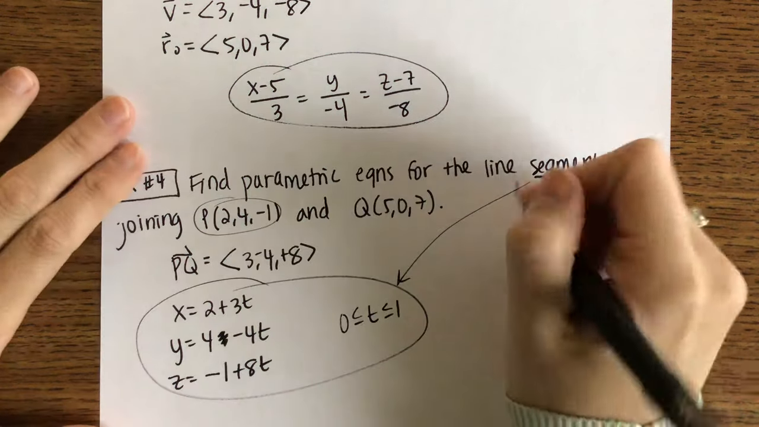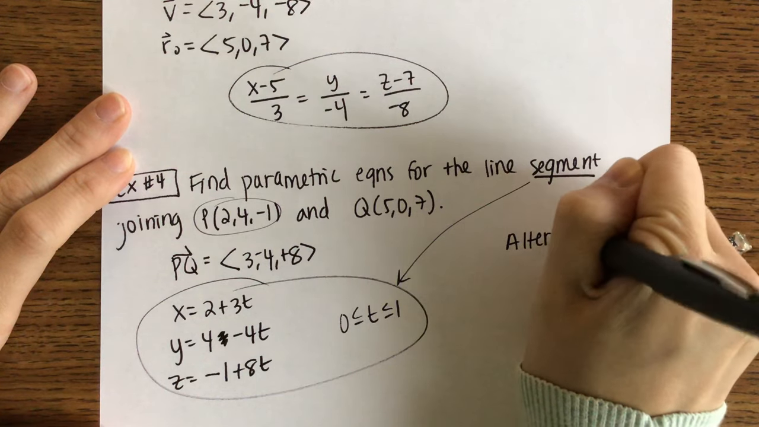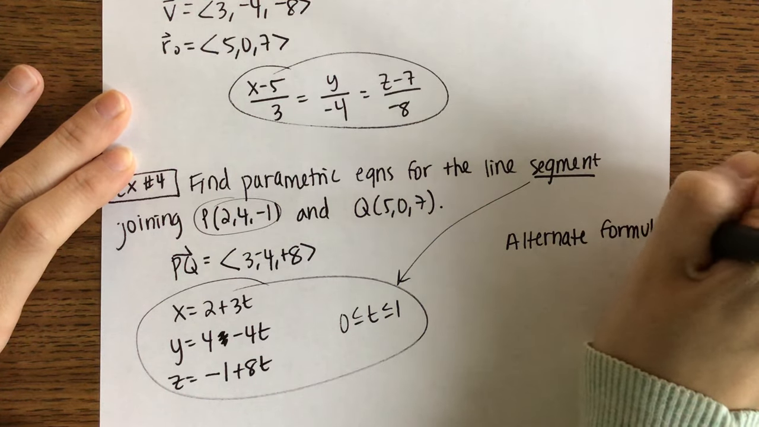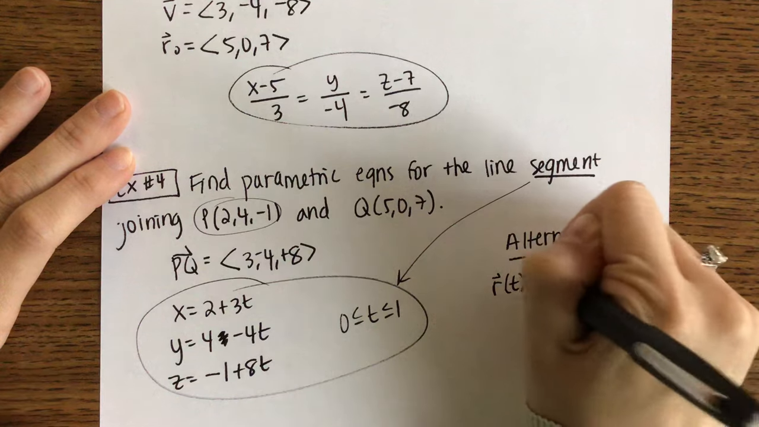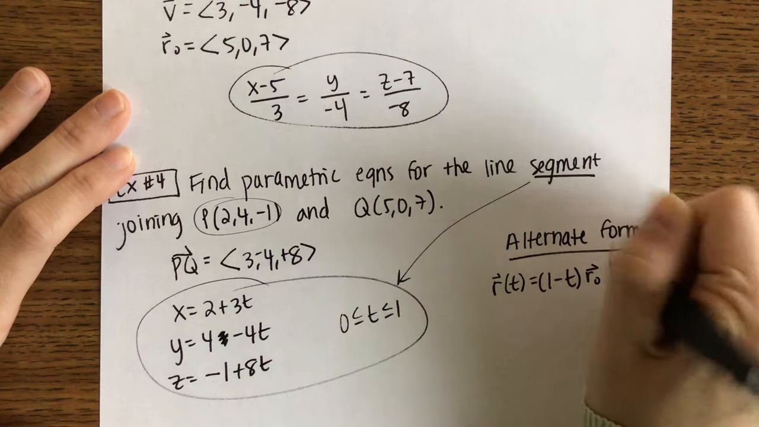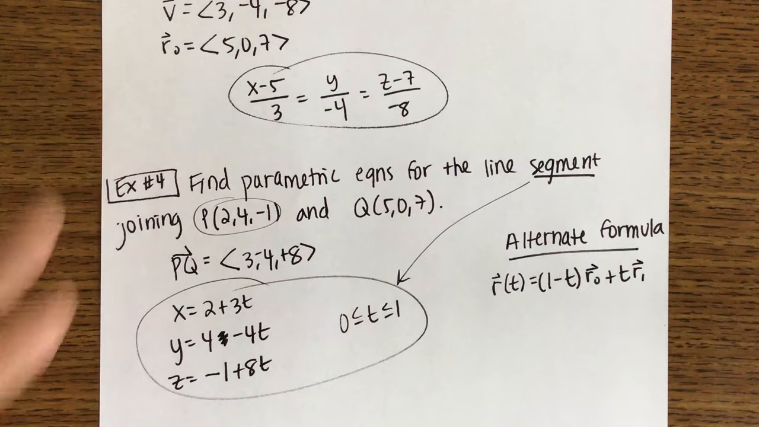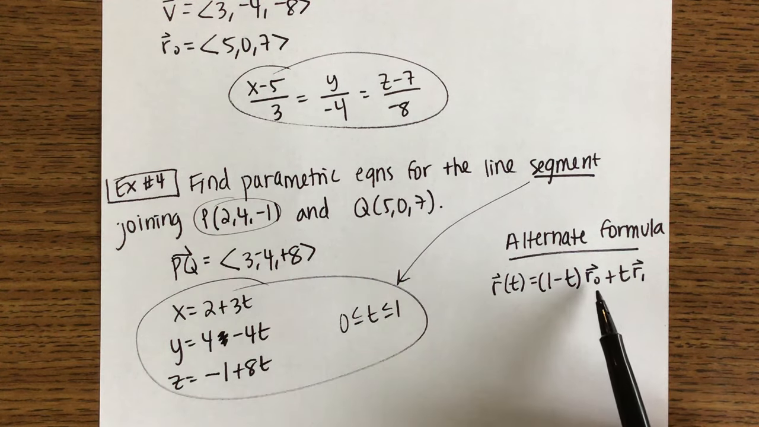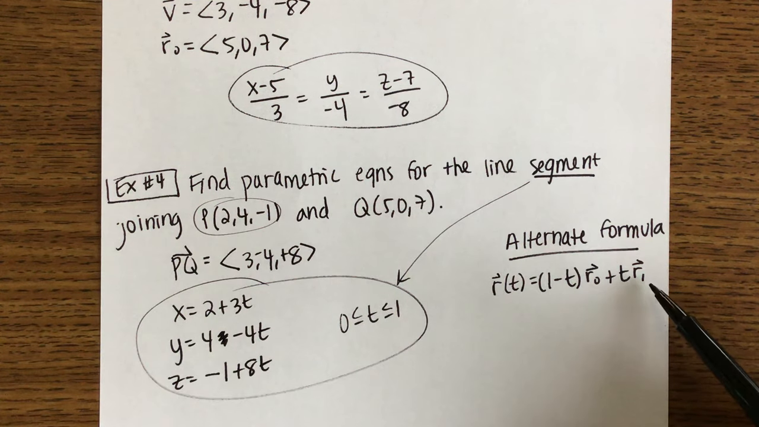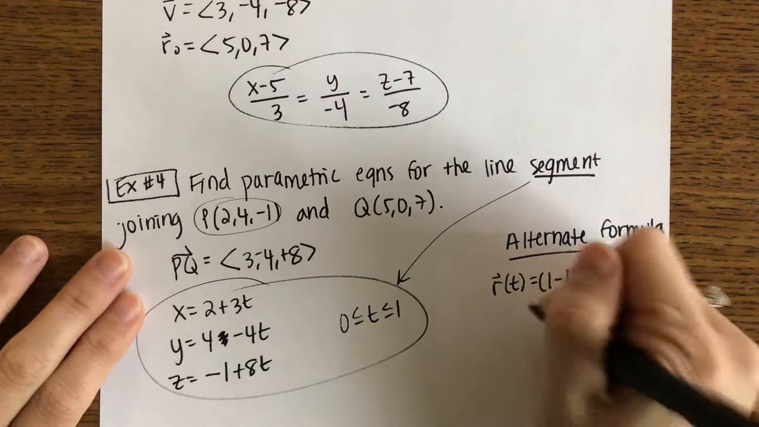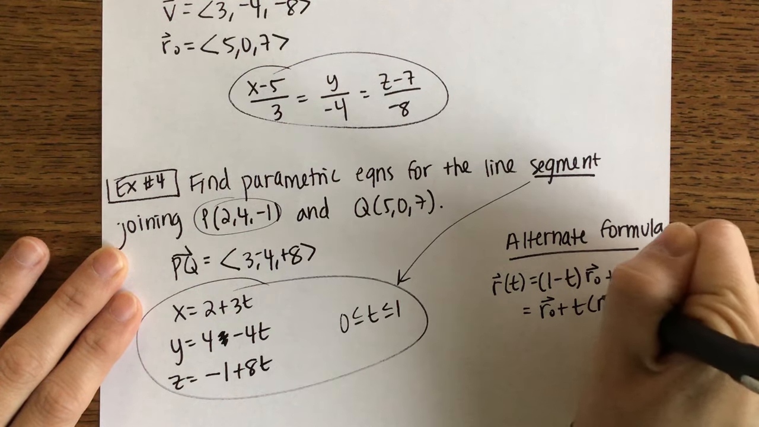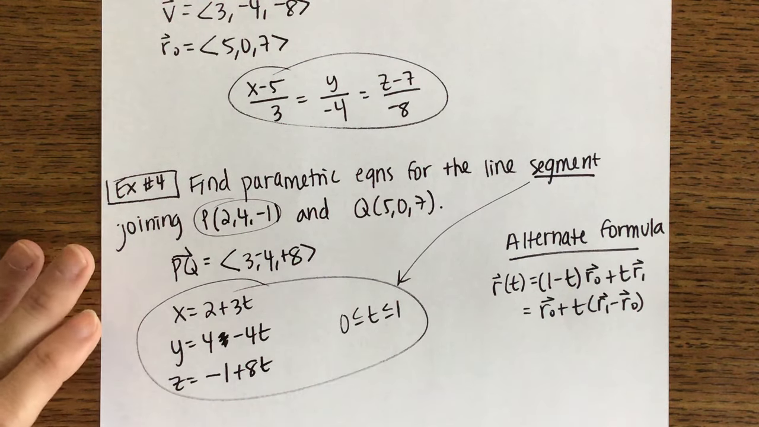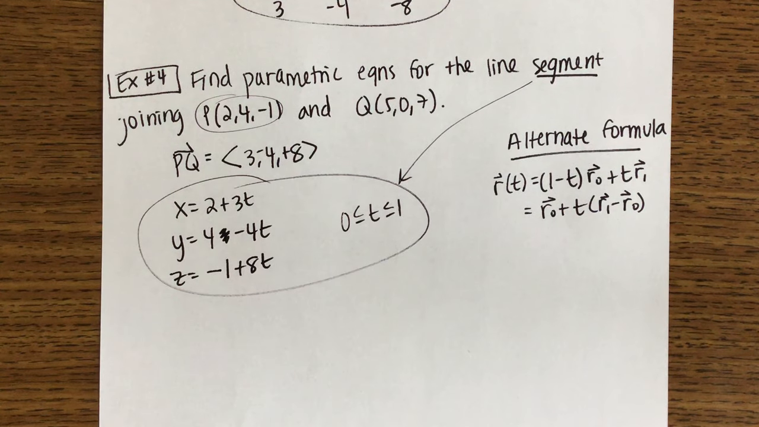Okay, you might see another form though that I want you to see. Sometimes written like this: r of t equals 1 minus t times r naught plus t times r1. So this is another one that you can use. r naught is the vector from the origin to the first point. r1 is the vector from the origin to the second point. This is also written sometimes as r naught plus t times r1 minus r naught, which is exactly what we just did over there. Okay.